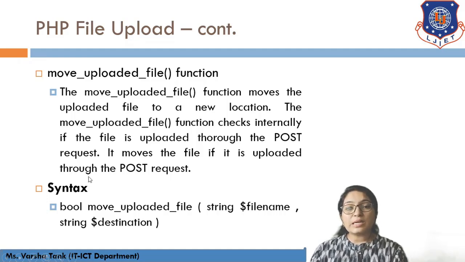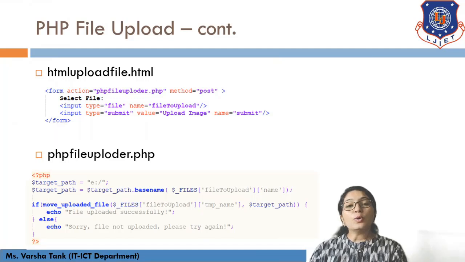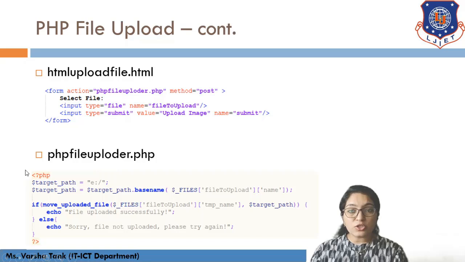So what will be the syntax of this? Let's see. boolean move_uploaded_file, that is our inbuilt function that we have to use. Then you have to define the file name, that is a string $filename, and you have to define the destination where your file is going to be uploaded. Got it? Now let's see how we are able to upload the file. So here is this example. First of all, you have to create one HTML file.